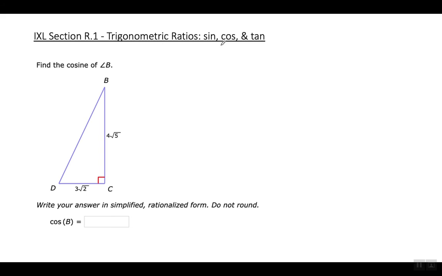Remember, defeat does not exist in this dojo. All right, so here, let's find the cosine of angle B. In order to find it, I first need the hypotenuse, right? So I'm going to do the Pythagorean theorem. A squared plus B squared equals C squared.